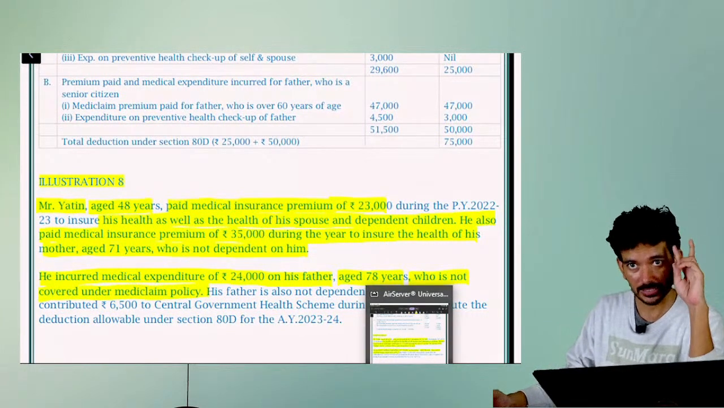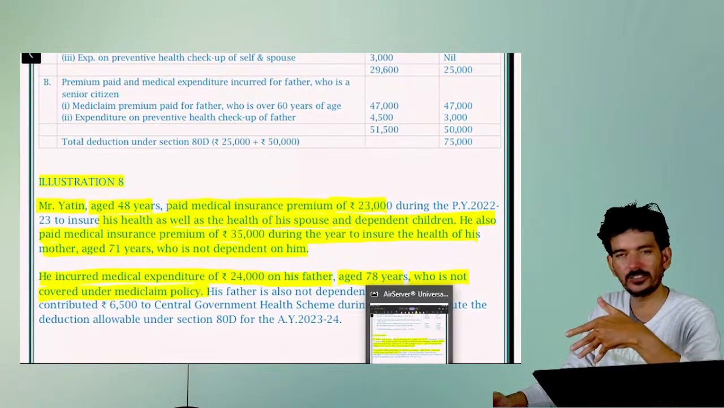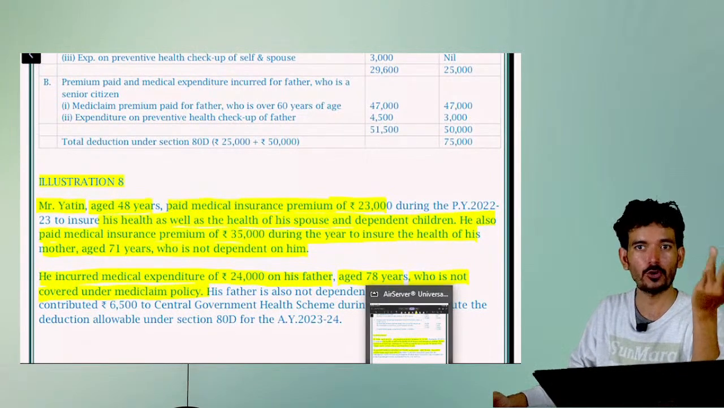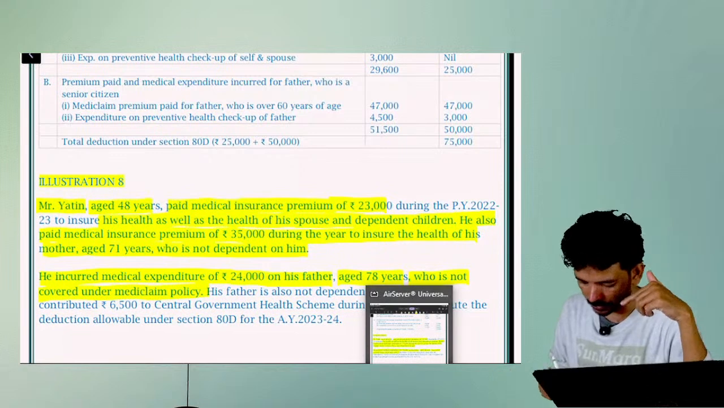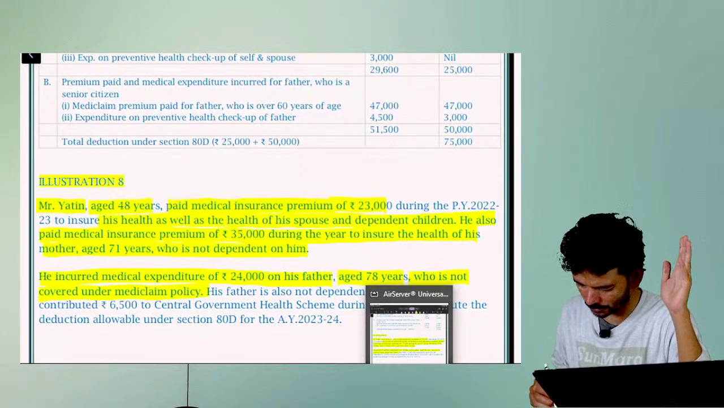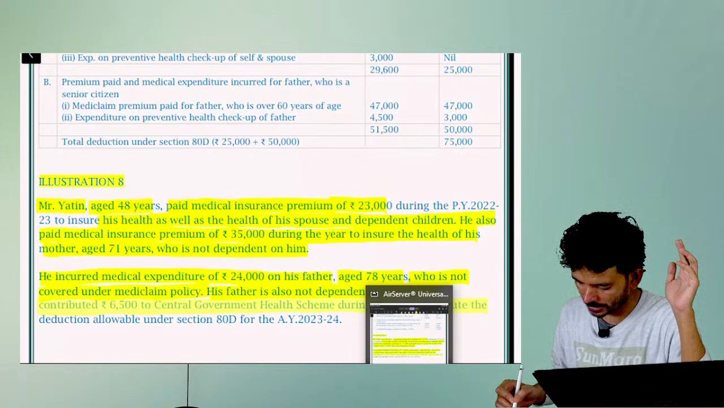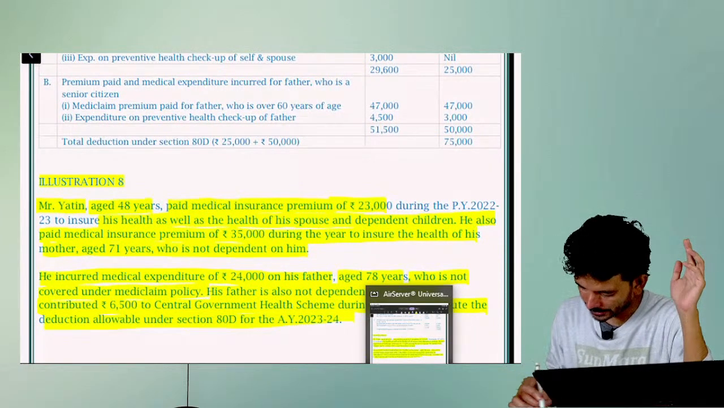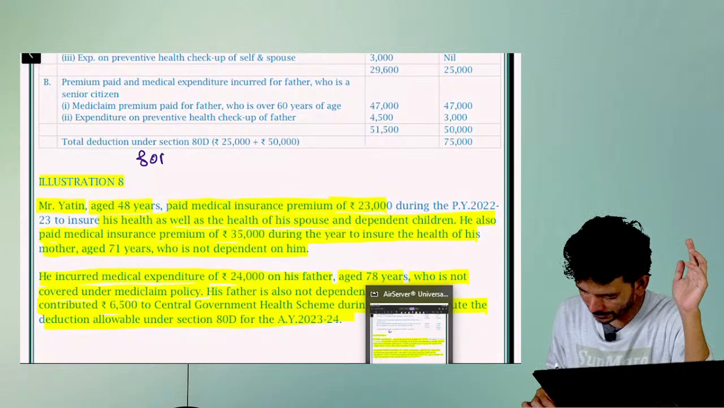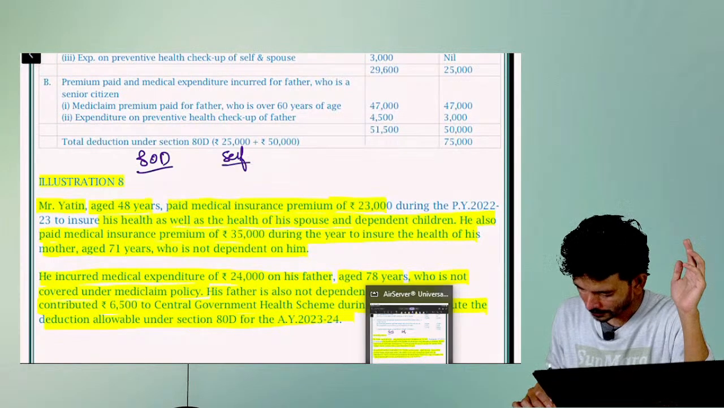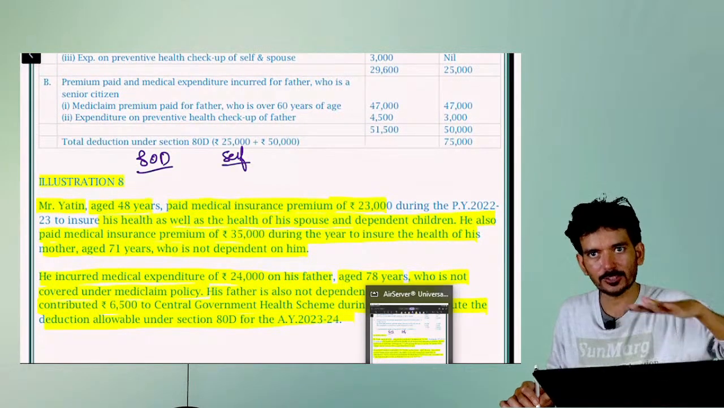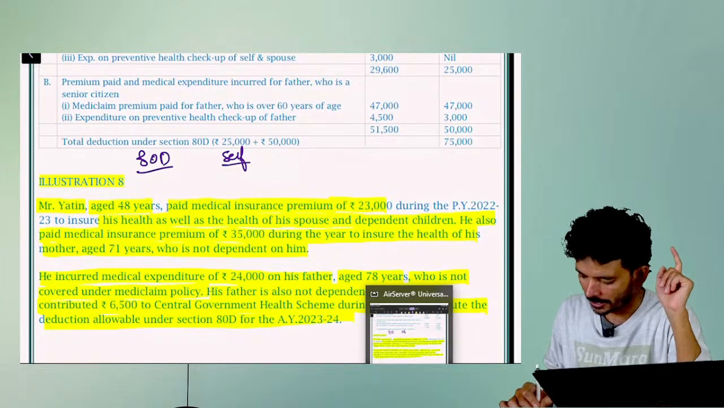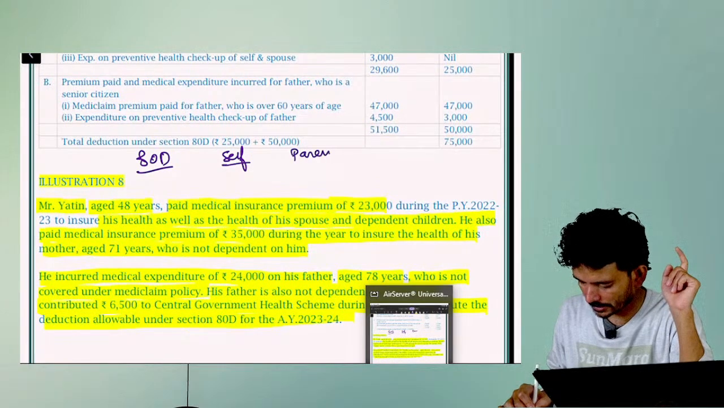I said for a senior citizen, if there is no mediclaim, this is 78 years, but generally companies don't come forward to provide any insurance. So he's directly going with the expenditure only. His father is also not dependent upon him. He contributed 6,500 to the Central Government Health Scheme during the year. Compute the deduction allowable under section 80D for assessment year 23-24. I just want what he is eligible for under 80D for self, spouse and kids, all in one bracket, and for parents, just the total amount.